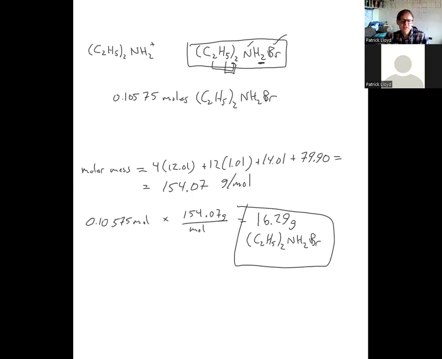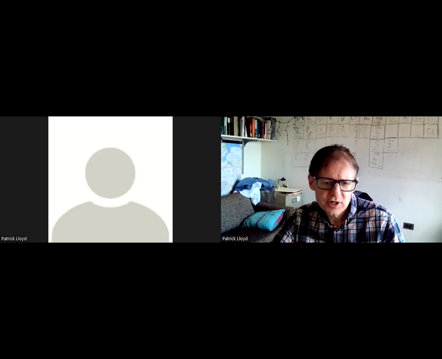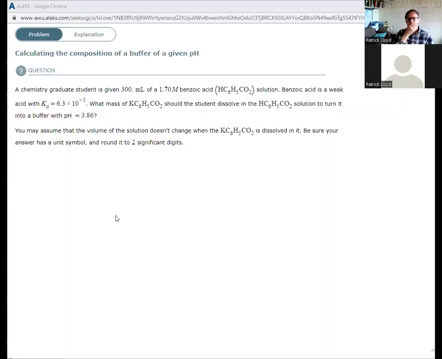So sometimes they're going to give you the base. Sometimes they'll give you the acid. Let me just show you. I'm not going to go over it, but I want to show you another example, and then I'll just kind of briefly talk about it. Okay, so notice with this one, 300 milliliters of 1.7 molar benzoic acid. Here they give you the concentration of the acid, and they give you Ka, right? So that means you can calculate pKa.